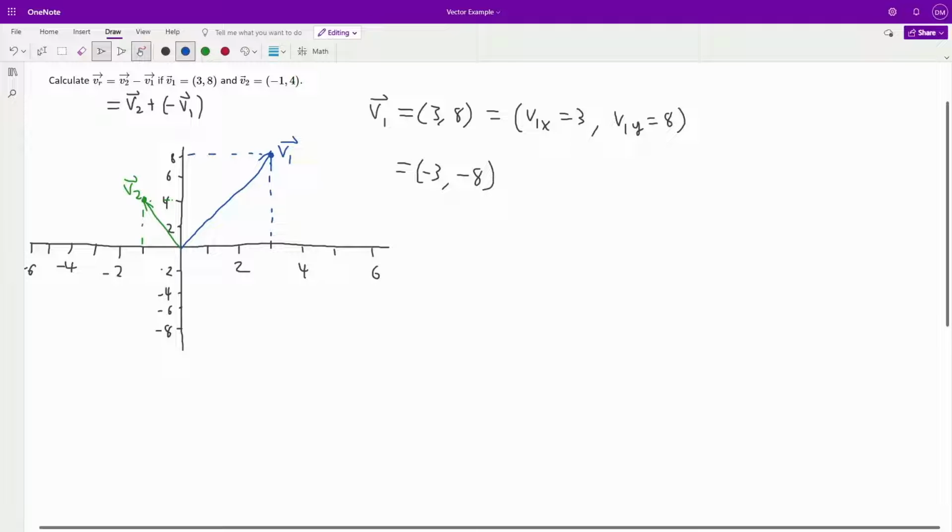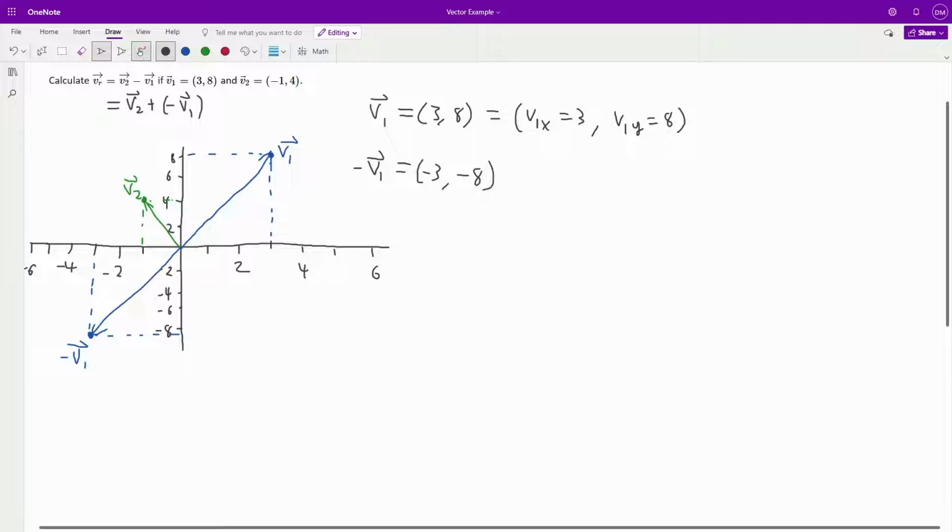Okay, we can also graph negative V1. That's going to be minus 3, so over here, and down 8. So it'll be something like this. You can see that the direction is exactly opposite of what V1 was. So this is negative V1. The direction is exactly opposite, but the length still stays the same. So when you take the negative of a vector, only the direction changes.